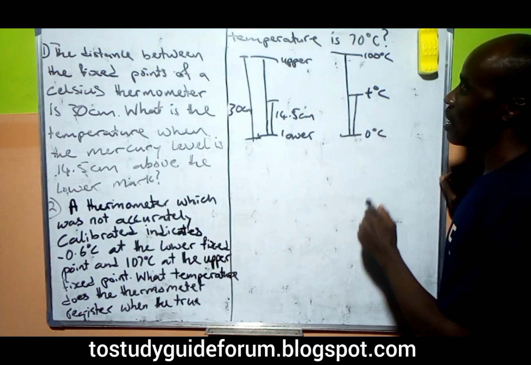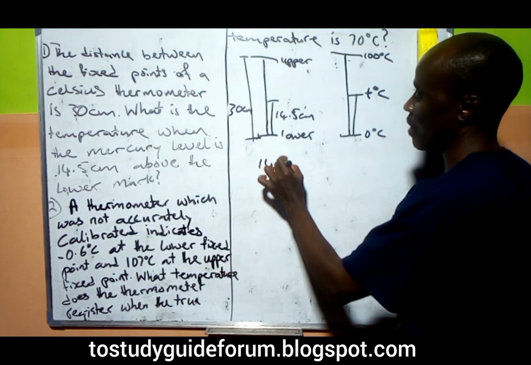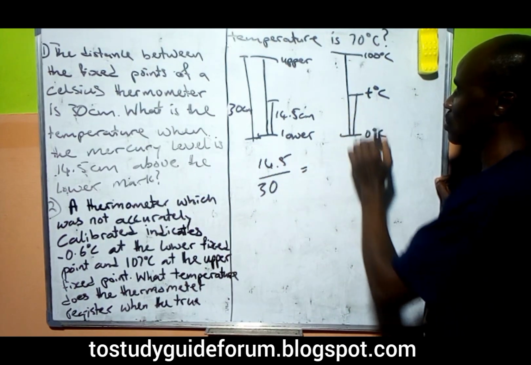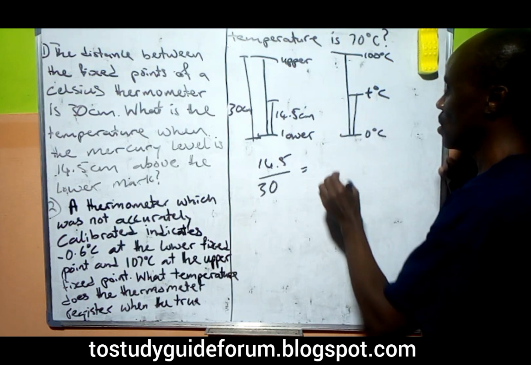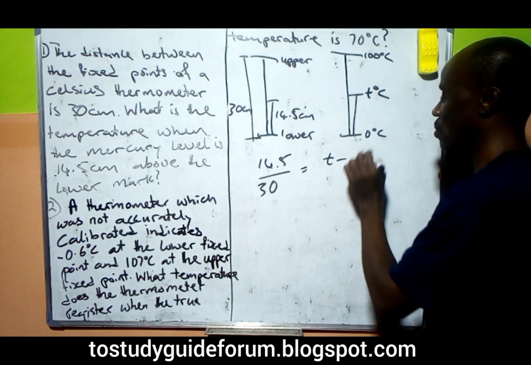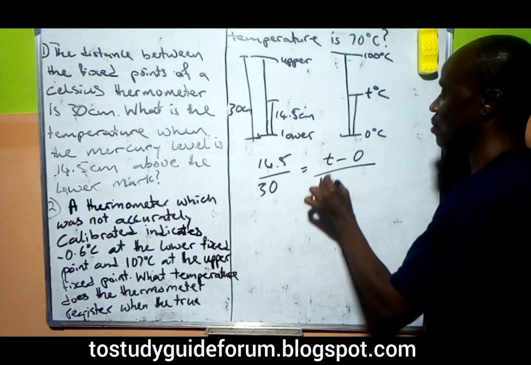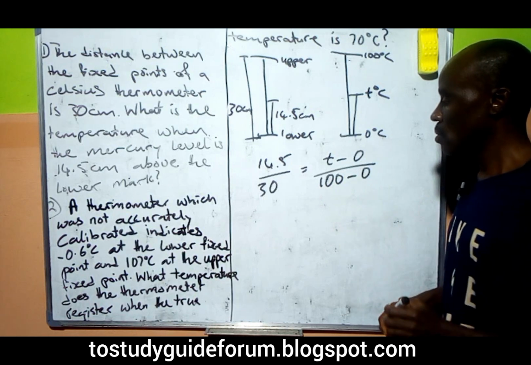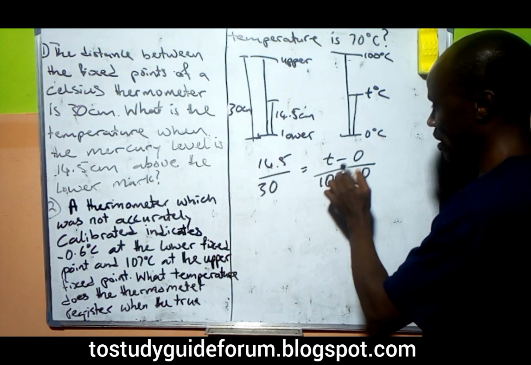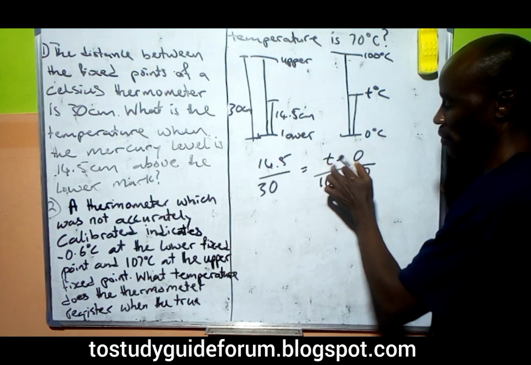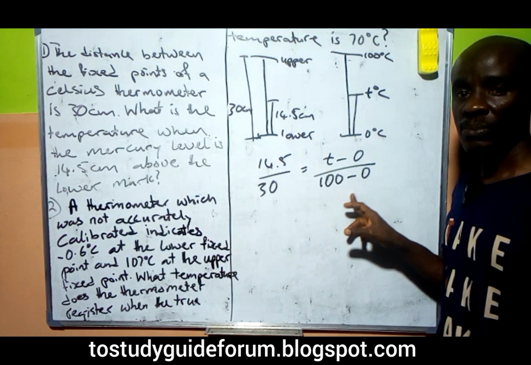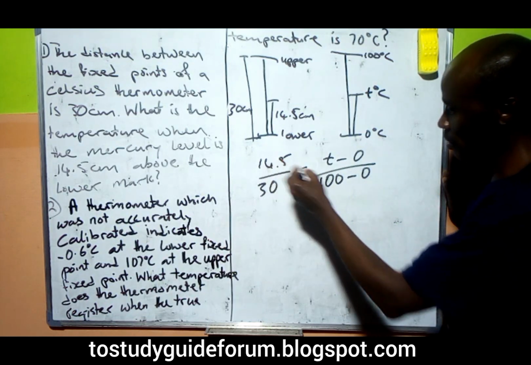So what we do here, we have 14.5 over 30. Then we come over to this place. Since we don't know what we have here, it means T, the temperature we're looking for, subtract 0, all over 100 subtract 0. So when we subtract everything, what do we have here? We cross multiply: T minus 0 gives T, and 100 minus 0 gives 100.